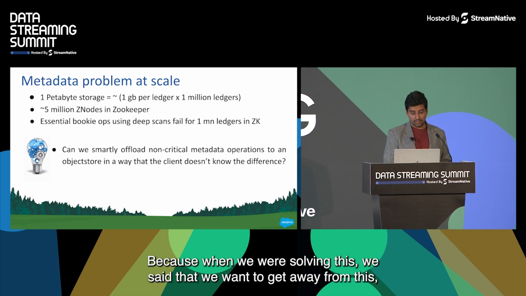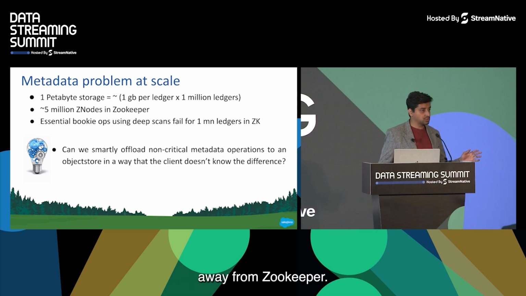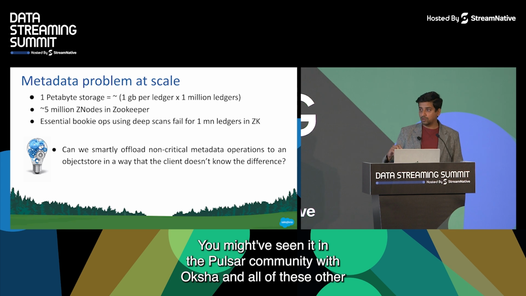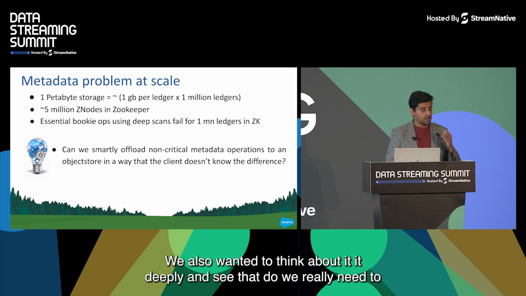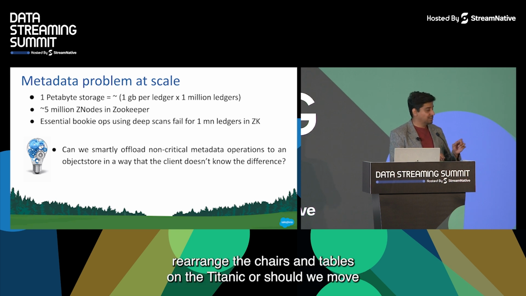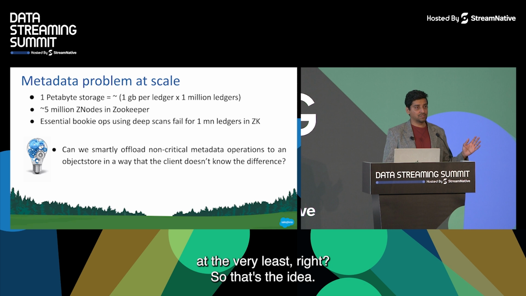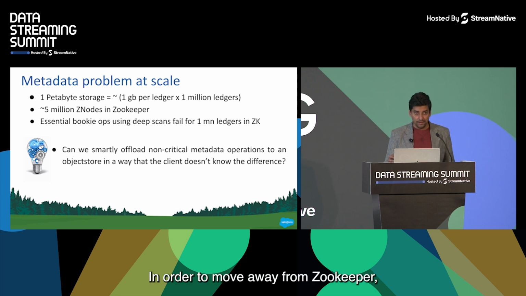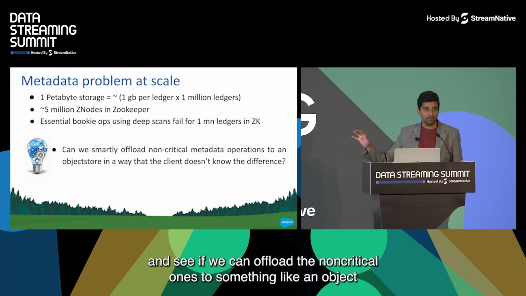Because when we were solving this, we said that we want to get away from this, right? You might have seen it in the Kafka community with folks trying to move away from ZooKeeper. You might have seen it in the Pulsar community as well. We also wanted to think about it deeply and see whether we really need to rearrange the chairs and tables on the Titanic, or should we move away from ZooKeeper as much as we can for some of these non-critical operations at the very least, right? So that's the idea. In order to move away from ZooKeeper, we wanted to understand which are the critical operations and which are the non-critical operations, and see if we can offload the non-critical ones to something like an object store.